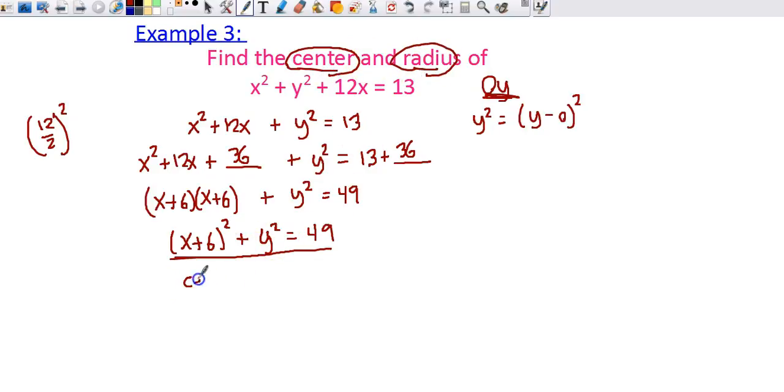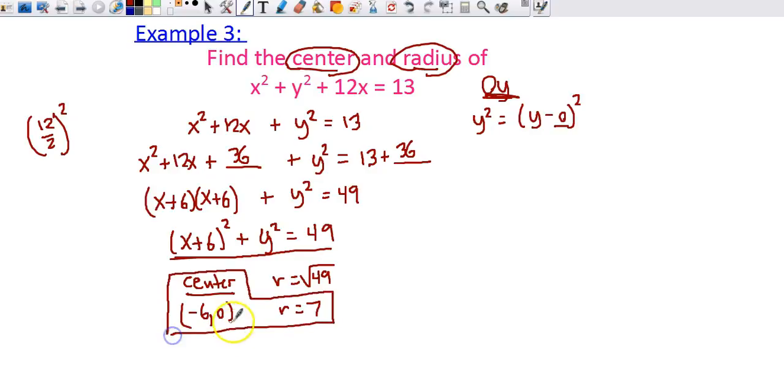So the center is going to be -6, opposite of what's inside. So -6, and there's nothing here, so that's 0. -6, 0. Radius is the square root of that number. There's your answer.